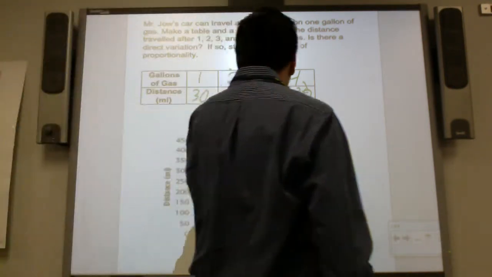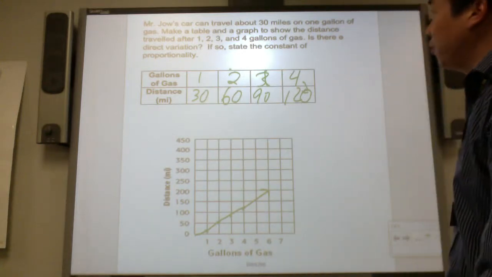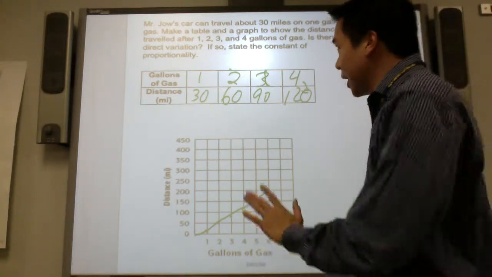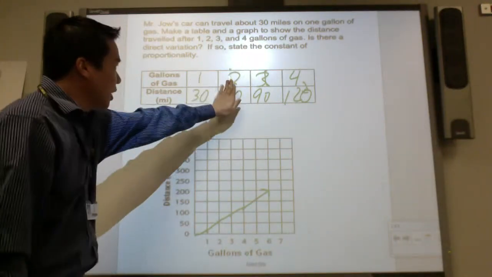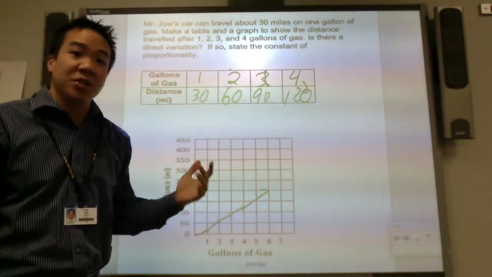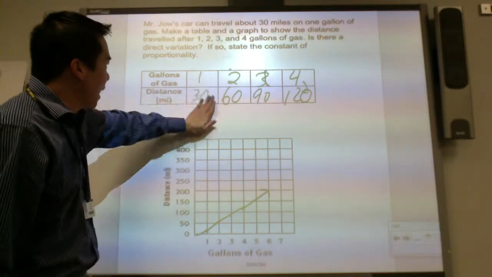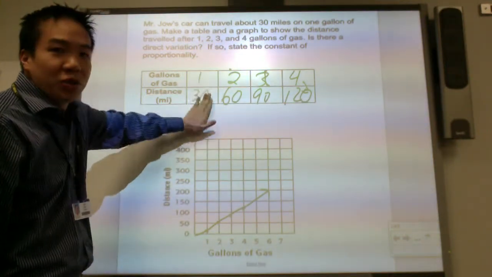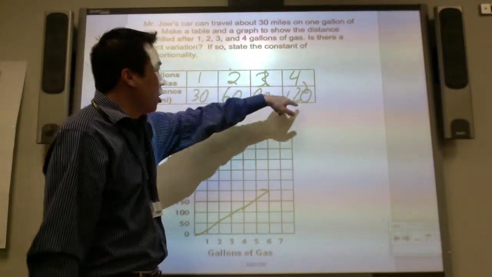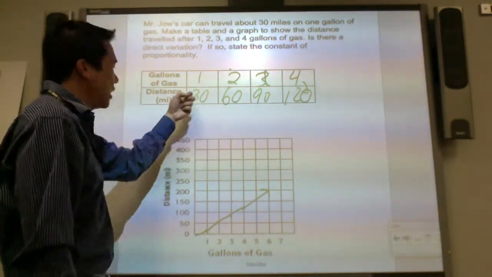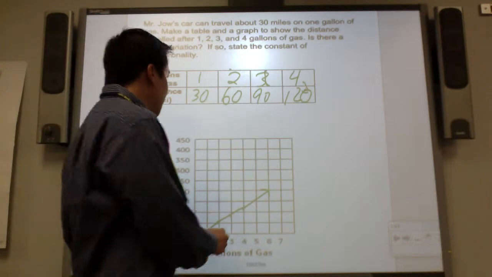So is there direct variation? That means, same thing as constant proportionality, is the ratio for each one of them going to simplify to the same one? So this is the parent ratio. This is the one we started with. Will 60 over 2, or 90 over 3, or 120 over 4 simplify down to 30 over 1? Let's see.